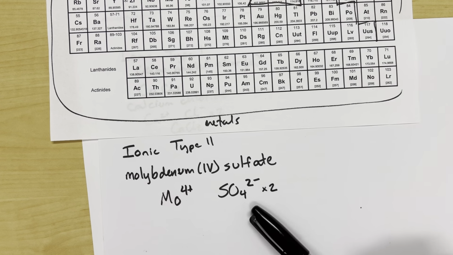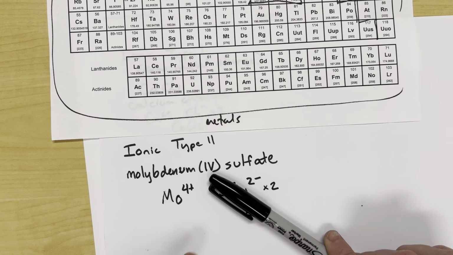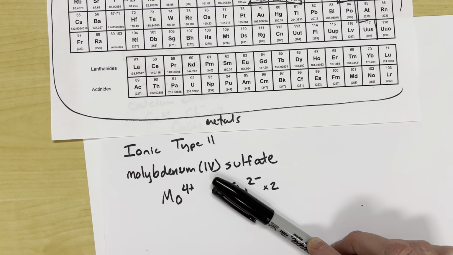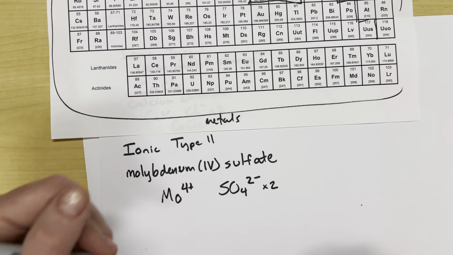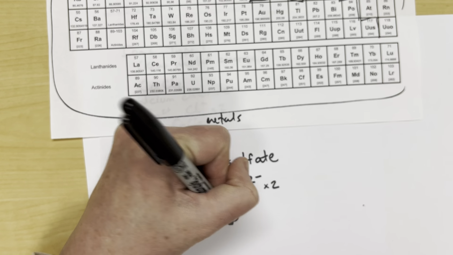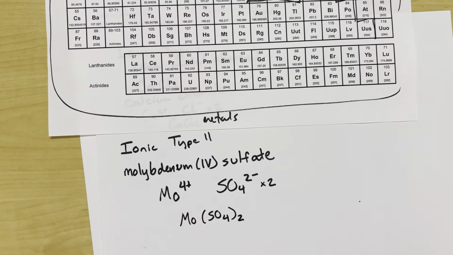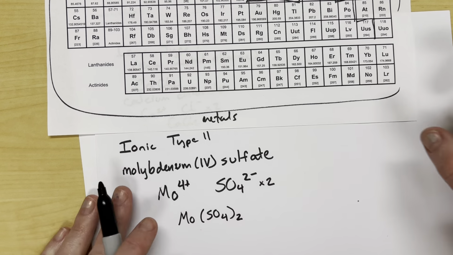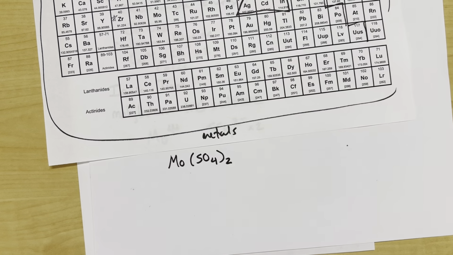If we need 2 of those, we don't take that 2 and distribute it to random places in this SO4. We don't let it freak us out. Remember, this SO4 stays together. All we care about is that charge. So the SO4 stays together and we need 2 of them. So when we go to put it together, we say Mo, and that's when we use the parentheses, that we have an SO4 inside the parentheses, and we want 2 of them. So you put the 2 on the outside. This is molybdenum(IV) sulfate. What if I went backwards? What if I said, great, name that sucker, name it.